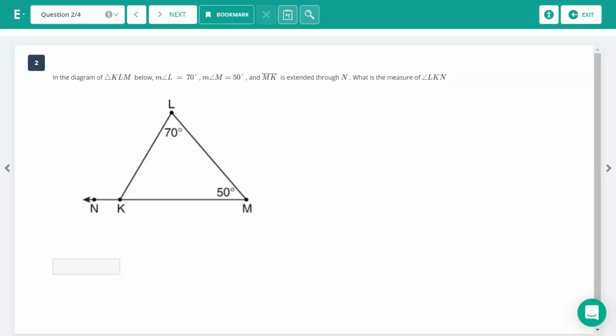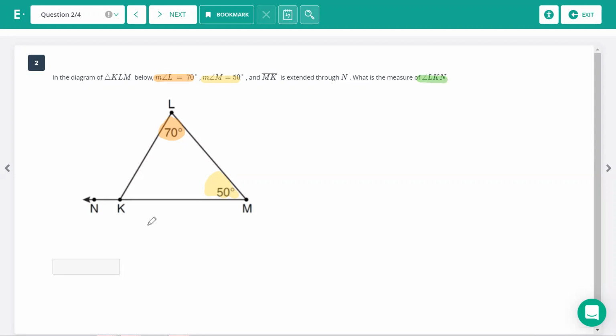All right, second question here says in the diagram, triangle KLM below, we have measure of angle L is 70 degrees, which is right here. And then we have angle M is 50 degrees, right over here. And the line MK is extended through M. The question for this is what is the measure of angle LKN?